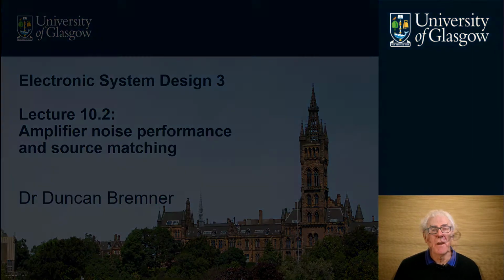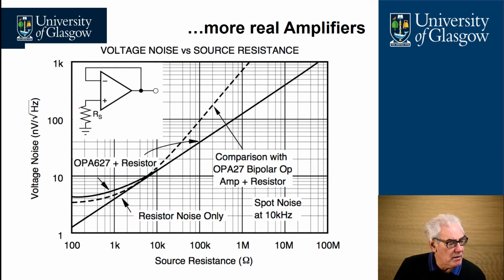for a given amplifier. So looking at the circuit we have here, we've got a source resistance, and in this instance it's feeding an amplifier set up as a gain of ×1, but it could be much higher than that. And what we have here is a line drawn that's equivalent to a resistor only, and also the performance of the amplifier plus the resistor.